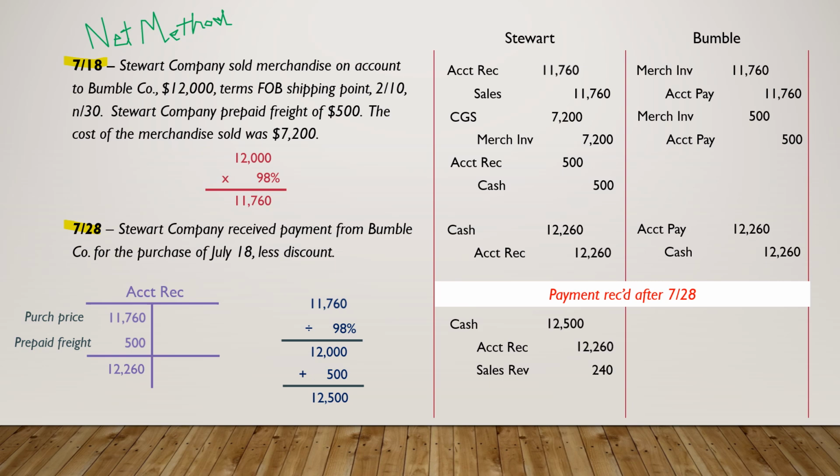For Bumble, $12,500 is the cash paid, and $12,260 is the debit to accounts payable. But the lost discount will be debited into merchandise inventory to adjust inventory to its actual cost.